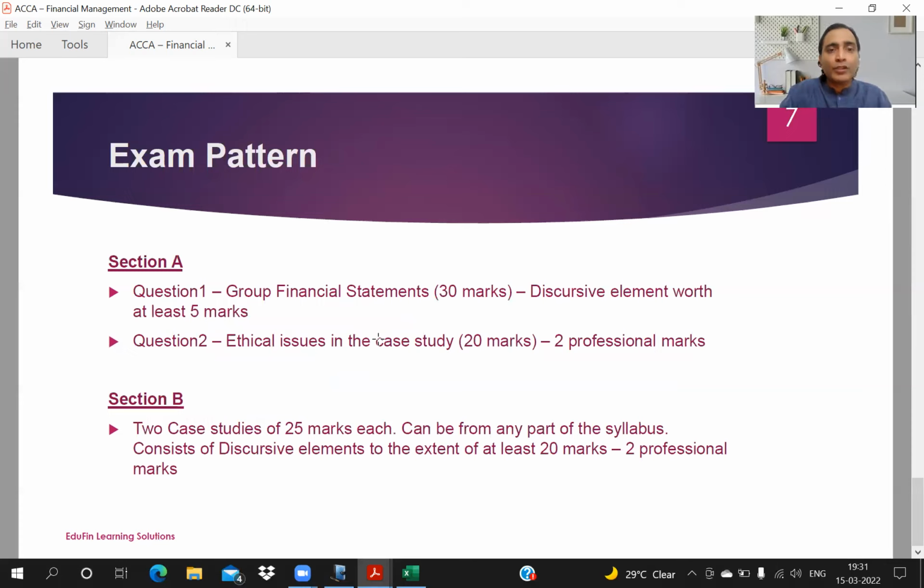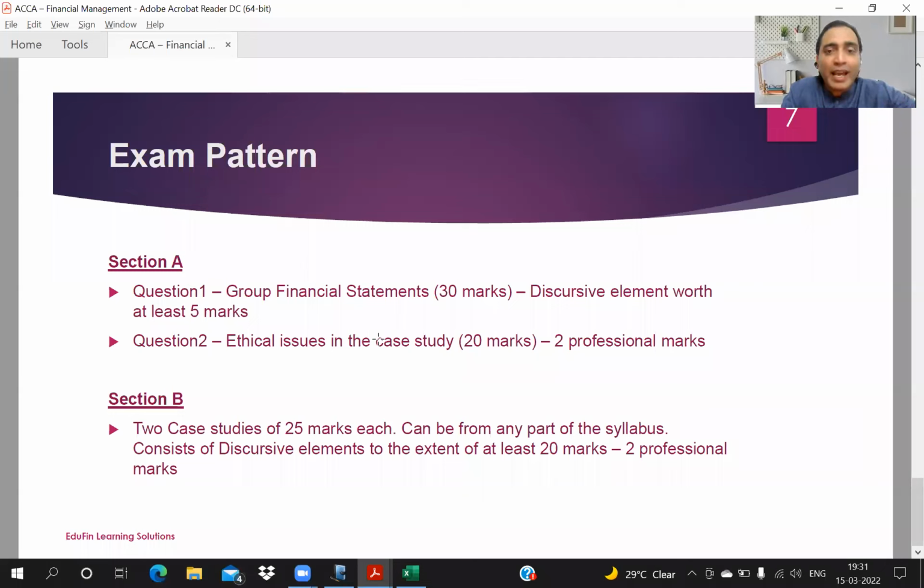All right. So how would your exam paper look like? We have only two sections, section A and section B. We don't have multiple choice questions now.